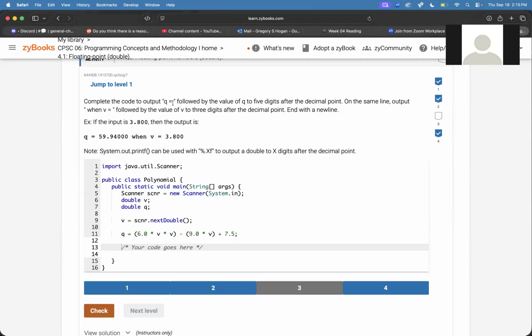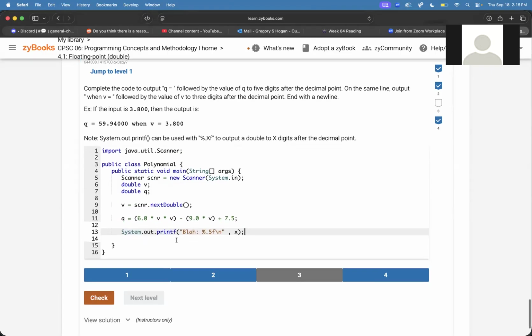Output Q equals followed by the value of Q to 5 digits after the decimal point. So what they want is this, but not blah, obviously. It says they want this, Q equals. So that's what they want. Q equals. We do want 5 decimal places, so 0.5f is correct. And then the value of Q, so not X, Q.